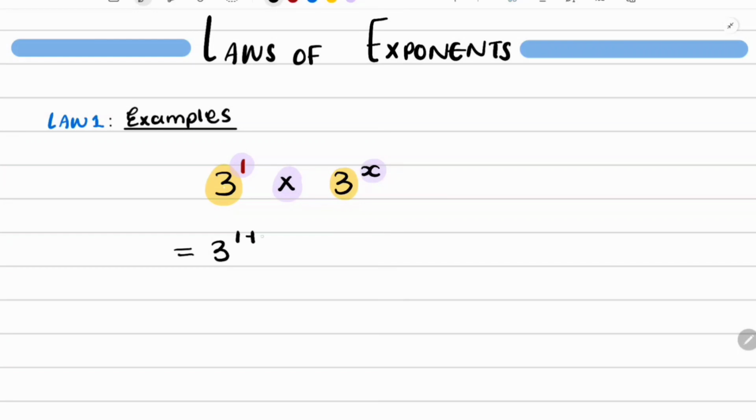So that is 1 plus x, which if you like, you could have written as 3 to the power of x plus 1. And the reason why is because this x is positive, so it's a positive x, and this 1 is also positive, so it's a positive 1. So you can also leave your answer like this.